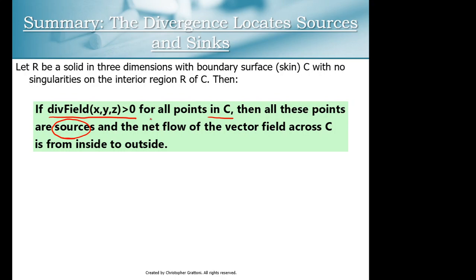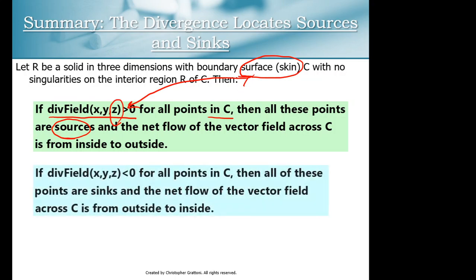So I basically just went in and added an extra variable. And I changed the word curve to a surface. Those were really the only changes on this slide. So you guys have seen this before. It's nice when you get to use prior knowledge to learn something new. So you guys can just rely on that prior knowledge that you've worked so hard to learn. Similar idea, if the divergence of the vector field is negative, then all those points are sinks. And then the net flow of the vector field across that surface is from outside to inside. I know this still says C here.